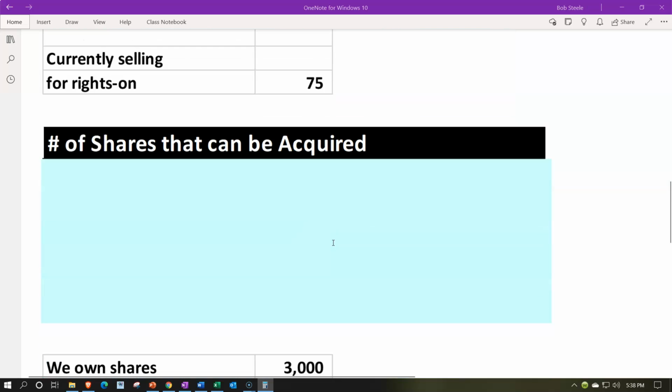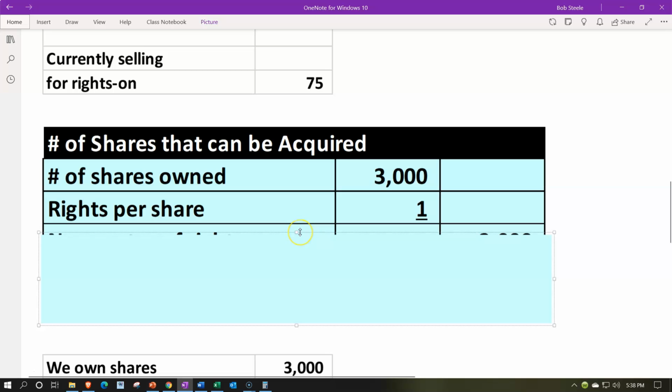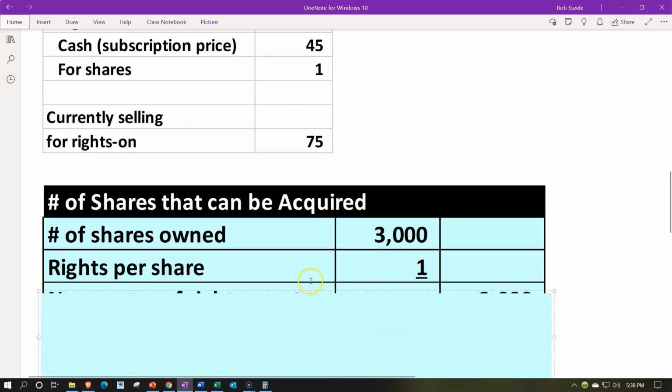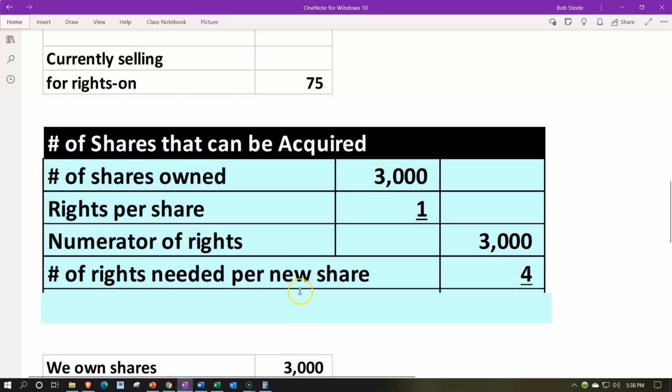Next, we'll take a look at the number of shares that can be acquired. How many shares can we purchase? We have the number of shares owned, 3,000 shares. We're going to get rights per share, meaning they're going to issue us, as the existing shareholder, one right per share, even though it takes 4 rights for us to purchase one new stock at the discounted price. So what are we going to get as current shareholders when this rights offering takes place? One right per share. We have 3,000 shares times 1, 3,000 rights.